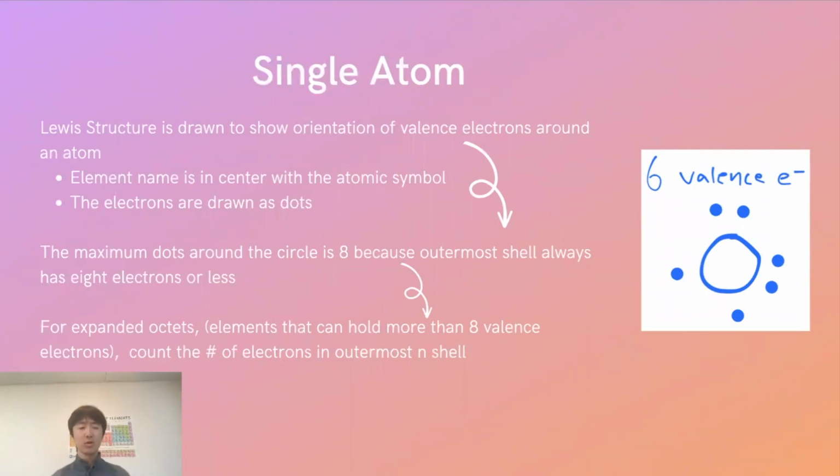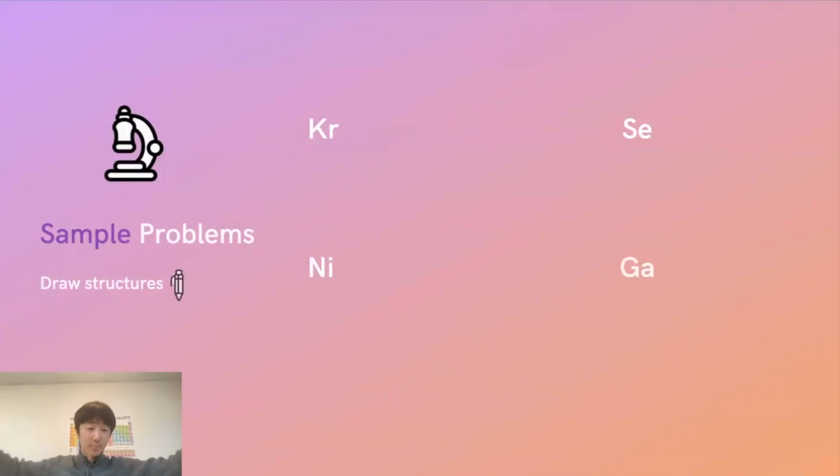Now, you may be asking, for expanded octets, why can't you draw more than 8? Well, for expanded octets, what you do is you count the number of electrons in the outermost shell, right? In the outermost shell, there are always the s and p orbitals, which we will talk about in quantum chemistry later. But the s and p orbitals can hold a maximum of 8 valence electrons in total. So that's what you draw in a single atom. Now I have some sample problems for you.